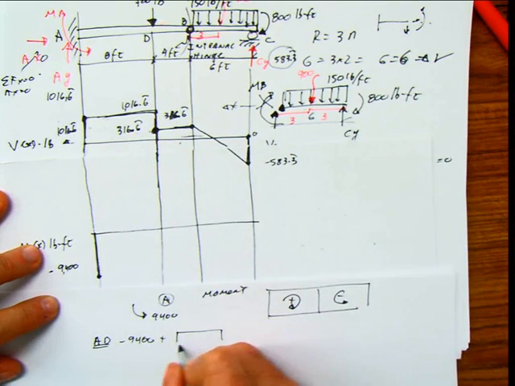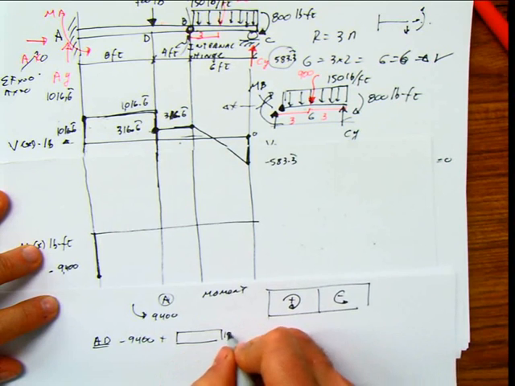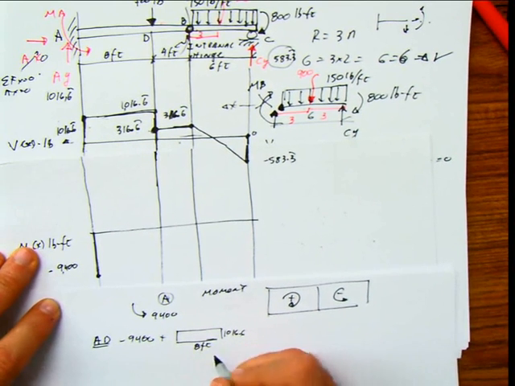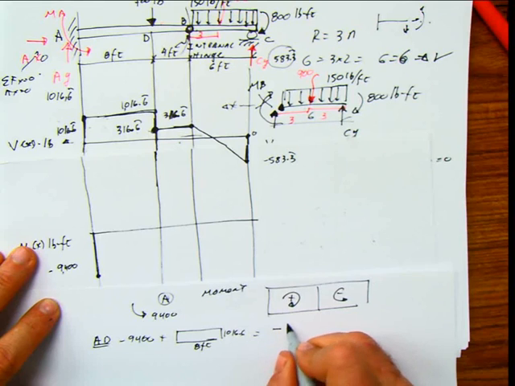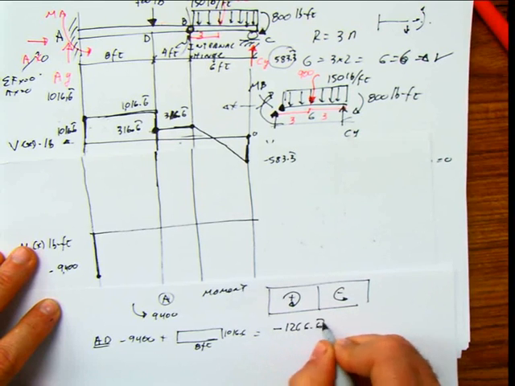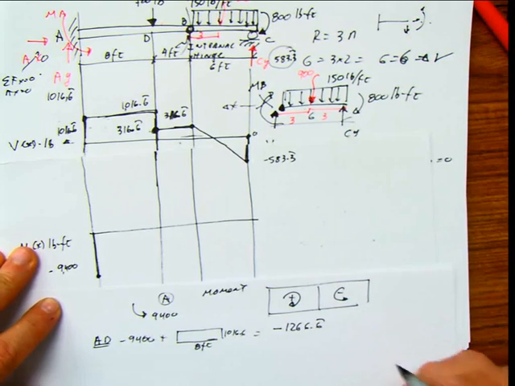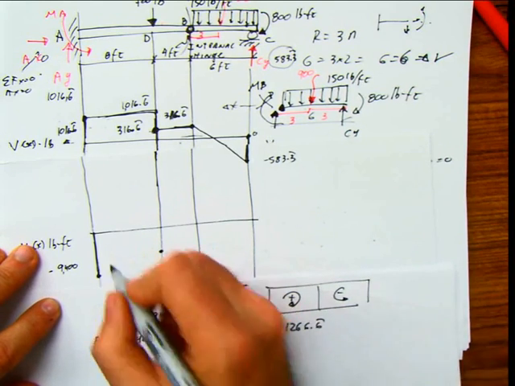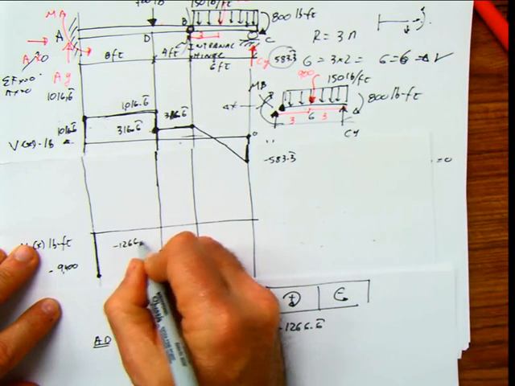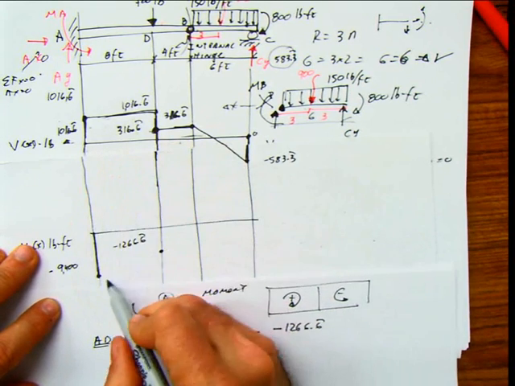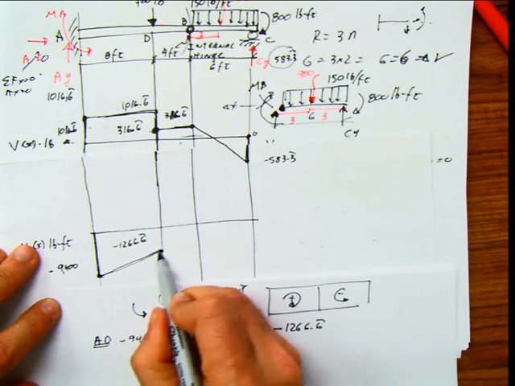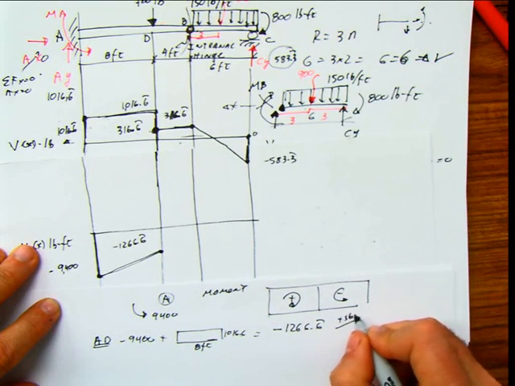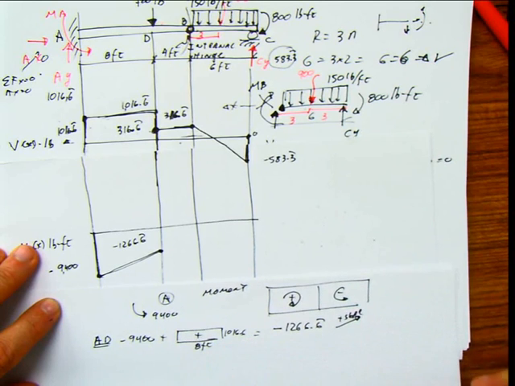And that area is 1016.6, and this is 8 feet. When you calculate that, that's going to be negative 1266.6. So from here, I'm going to reach up to this point, which is negative 1266.6. And because this is constant, this is going to be also a straight line, constant. Positive slope, because this is positive area.